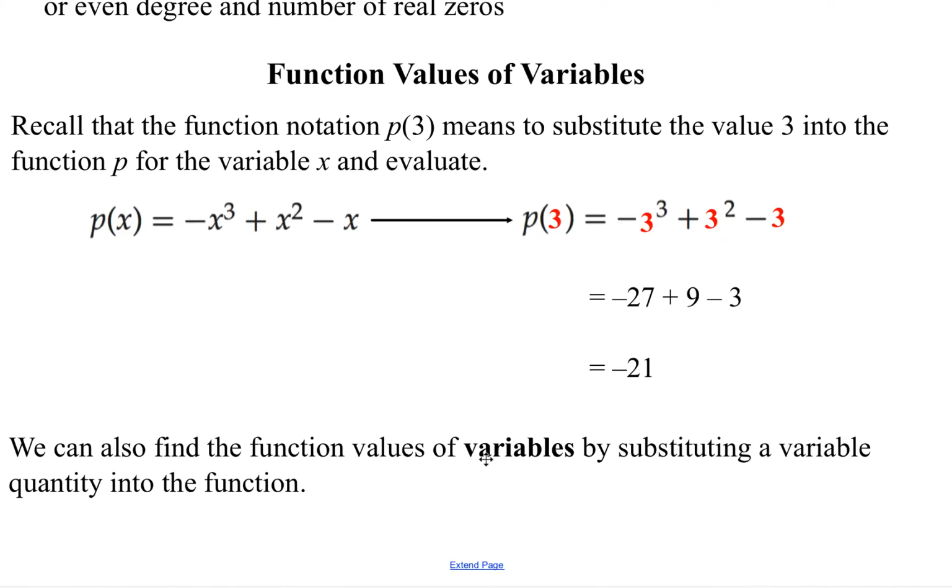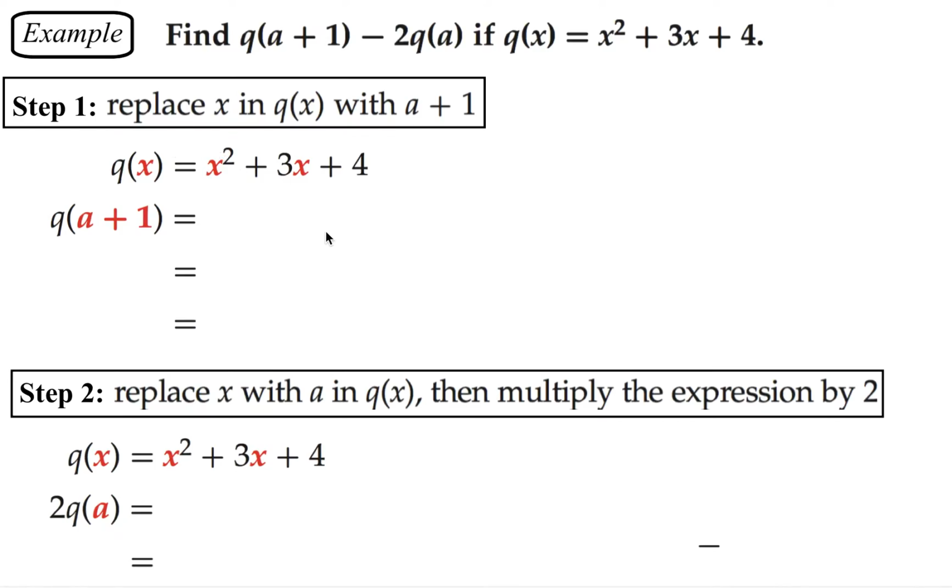So the other thing that we're going to be doing is we will also be finding function values of variables by substituting variable quantities into the function. So here are some examples. Let's work through this first example. This one says, find q of a plus 1 minus 2q of a if you are given the function q of x equal to x squared plus 3x plus 4. So we're going to do this in parts. The first part we'll find is q of a plus 1. I called that step 1. Then in step 2, we will replace the variable x with the variable a, and we'll take 2 times that amount, and then we'll subtract it.